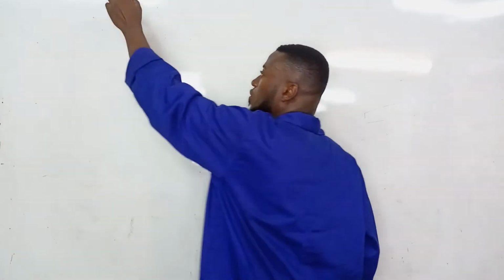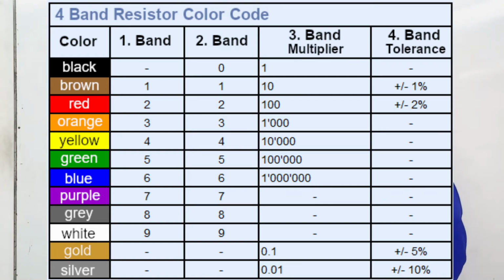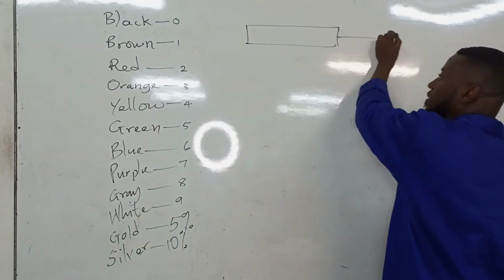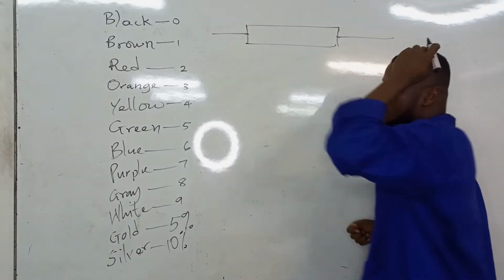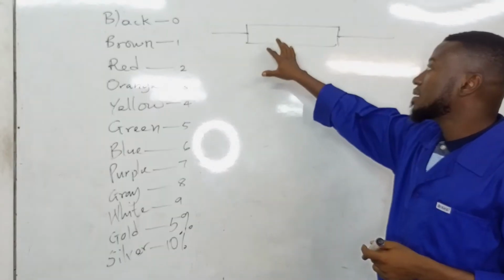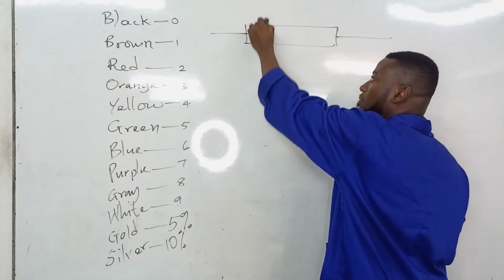We have the code, 1, 2, 3, 4, 5, 6, 7, 8, and 9. The gold represents the tolerance level, which is 5%, and then the silver 10%. We are going to do that calculation. Assuming we have a resistor of this nature, a resistor normally has three color belts and then one at the extreme.